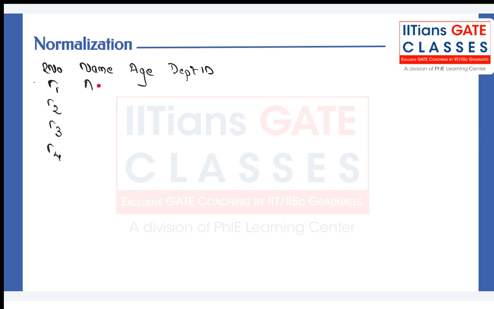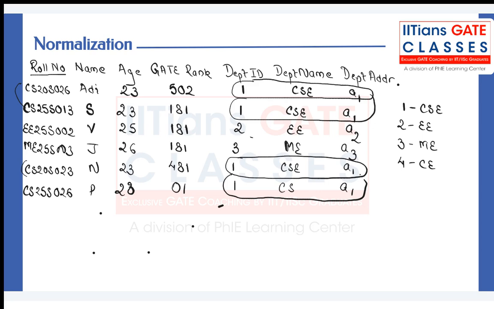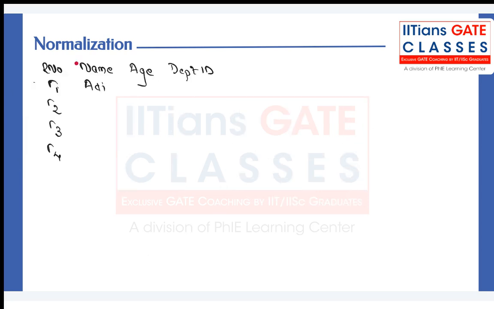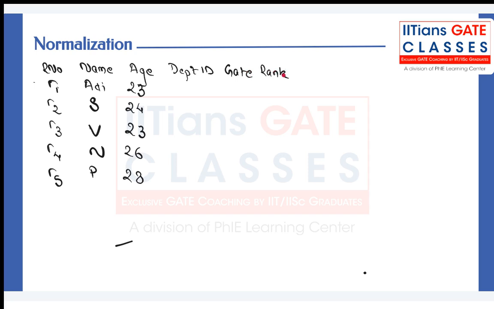One was me. Who were the other CS students? SVP, right? Or even N. So, SVNP. Age is, let's say, again I will write some random numbers. Sorry. 23, 26, 28. And they had a GATE rank. Okay, the GATE rank I'll put here: 502, 181, let's say 181, 502, again, let's say 180. Some random numbers I'm just putting in.